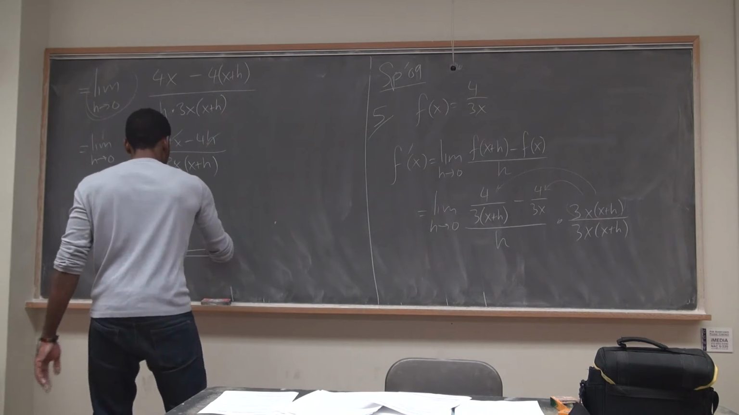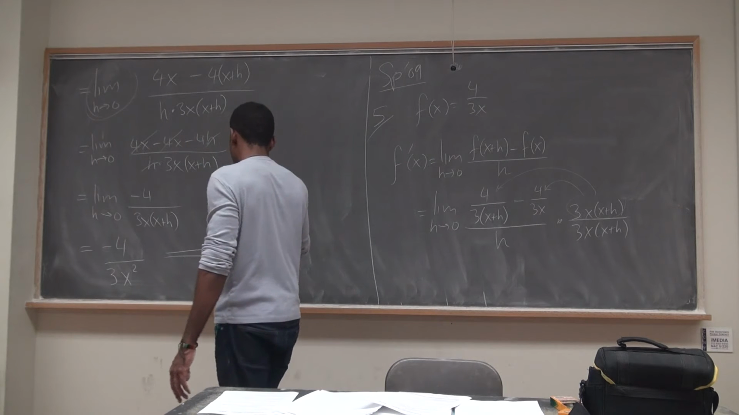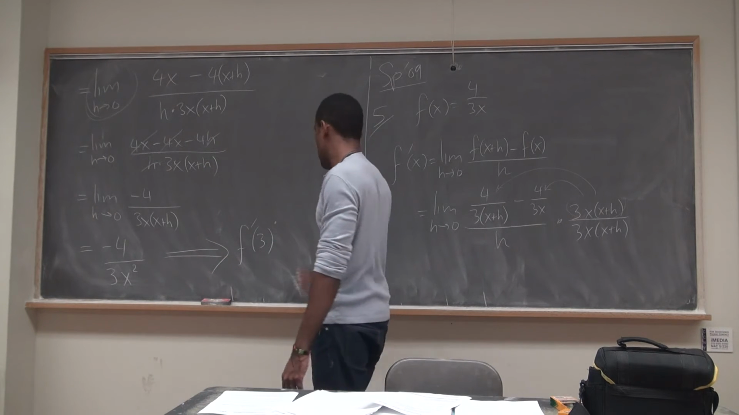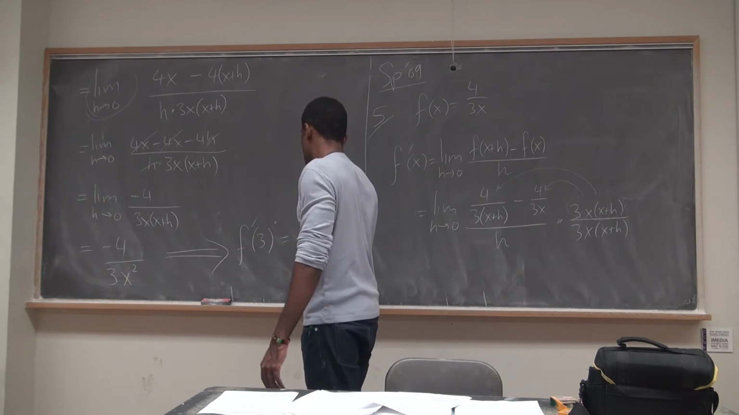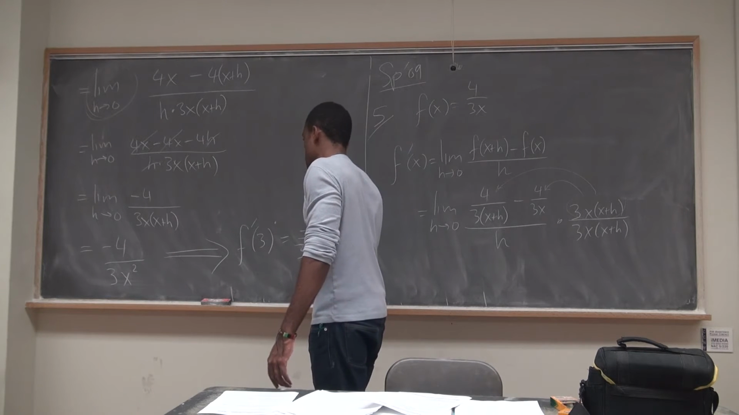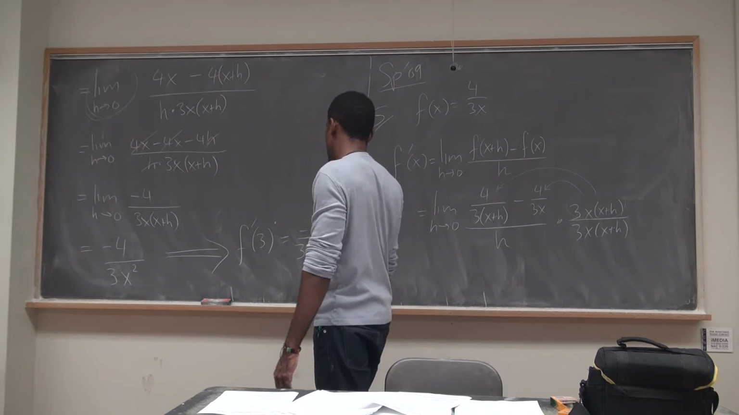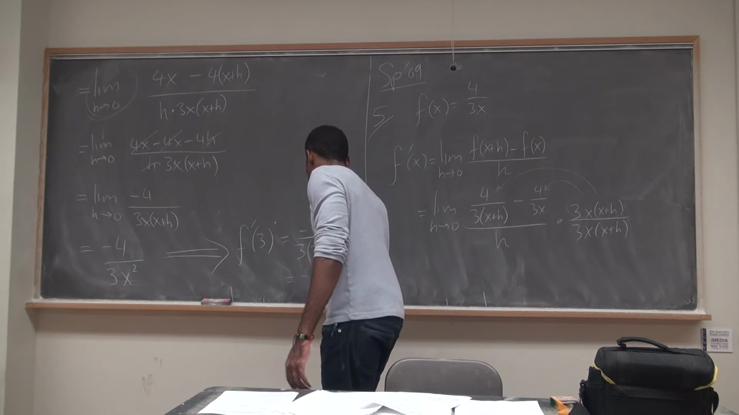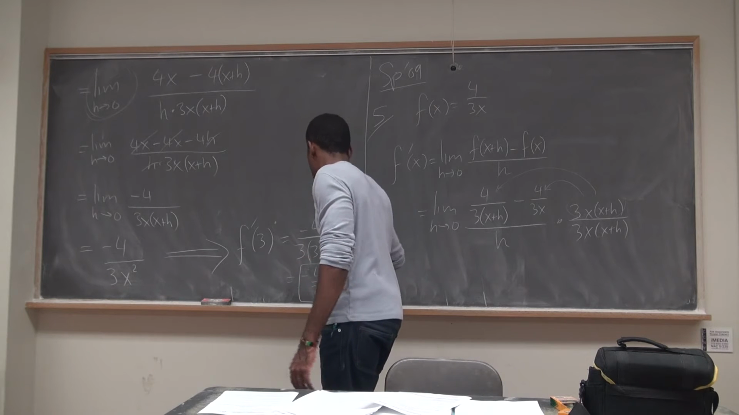Which means what they asked us for in the beginning, remember, was f prime of 3. That just means I plug in 3 for x. This is going to be minus 4 over 3 times 3 squared. It's minus 4 over 27 is our final answer.